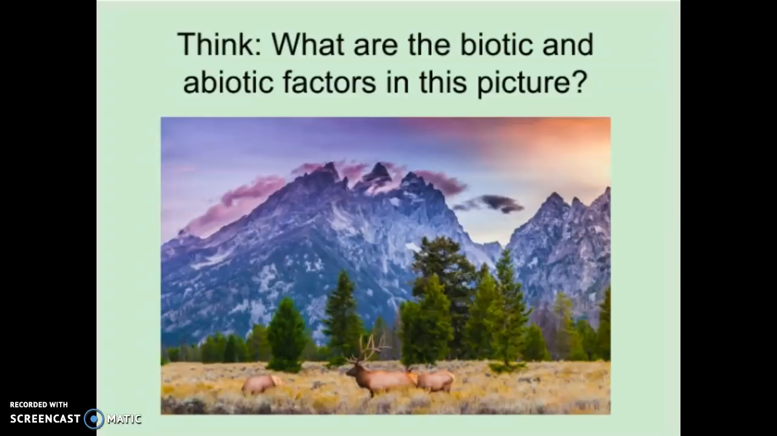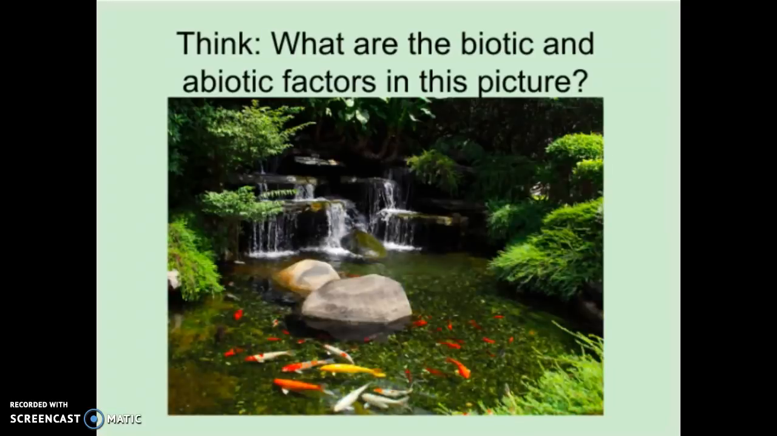Hopefully in looking at this, you saw those trees, the grasses, the plants, the animals, its antlers. All of those are the biotic features. And the items like the sunlight, the clouds, the rocks, the air that would be there, those would all be abiotic features. What do you notice in this picture?